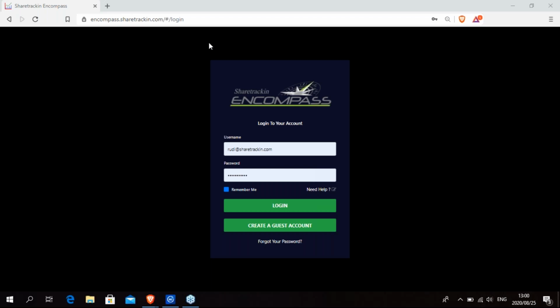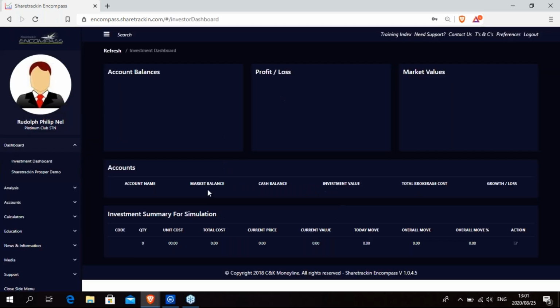Now, for those that don't know, if you want to log into the software, you have to go to encompass.sharetrackin.com, either by using Edge or Google Chrome or Firefox or even Brave. So what you're going to do is enter your username, which would be your email, and then your password. Preferably just check the remember me. Then you're going to go down to login, and it's going to log you into the software.